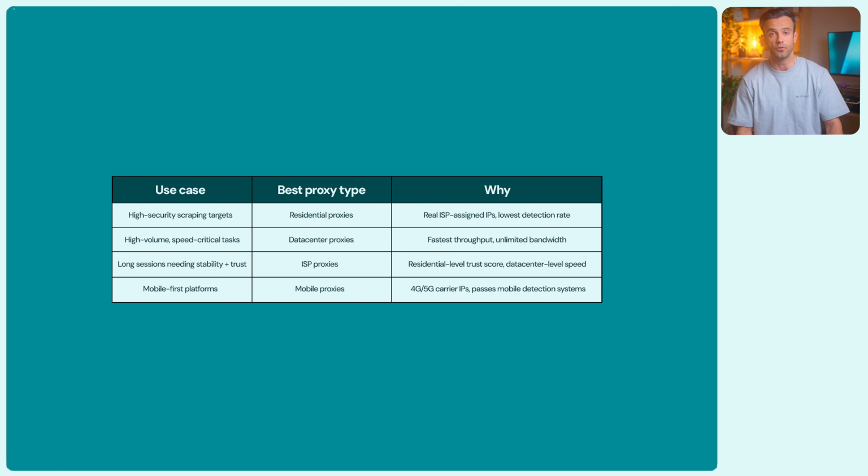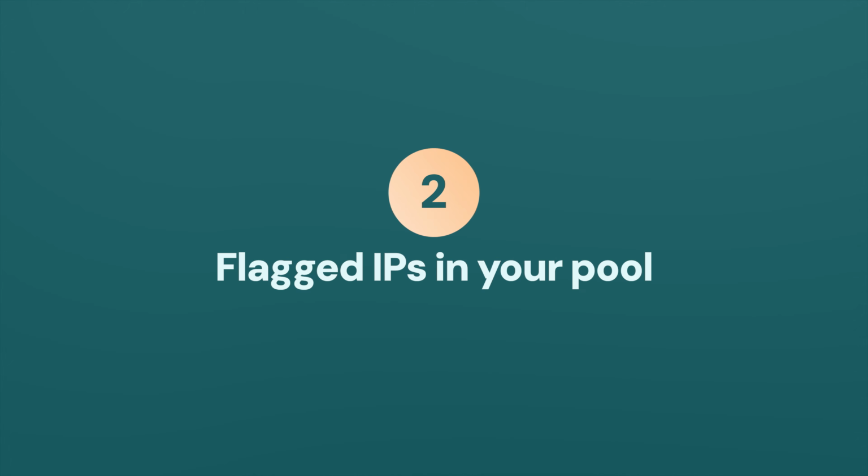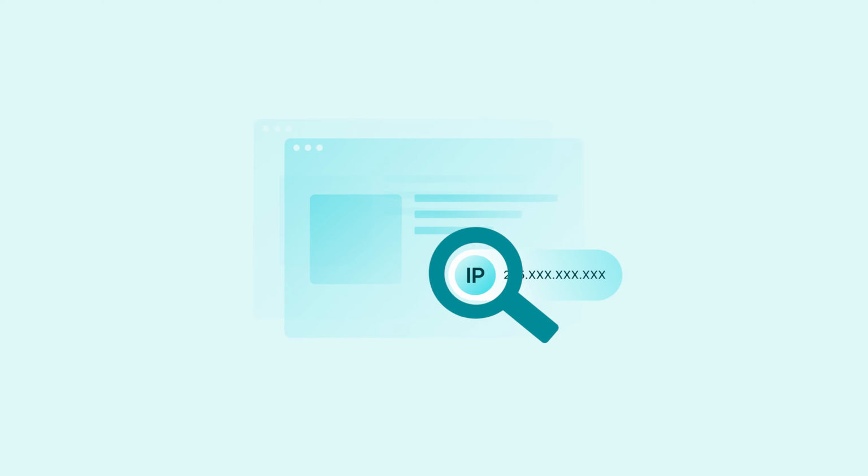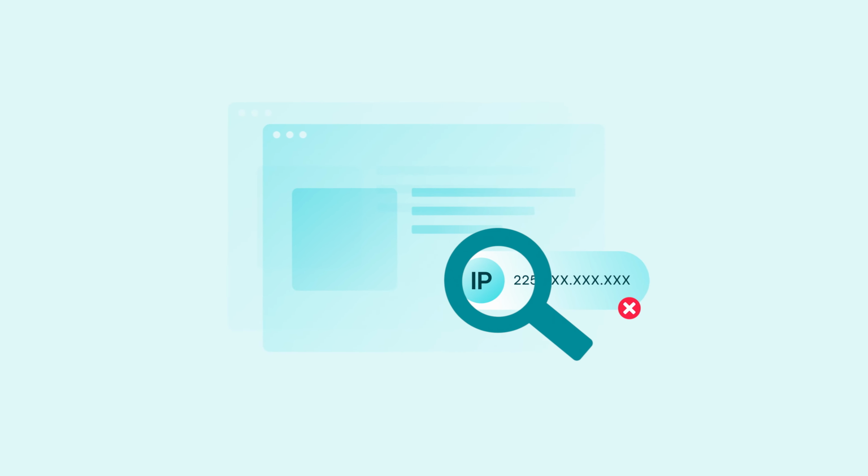Mobile first platforms, mobile proxies, 4G, 5G carrier IPs, passes mobile detection systems. Number 2. Flagged IPs in your pool. If an IP was previously flagged for scraping or blocked by your target, that reputation follows it. It means you're not starting from neutral, you're already behind.